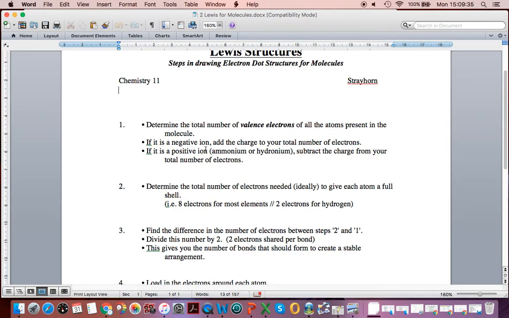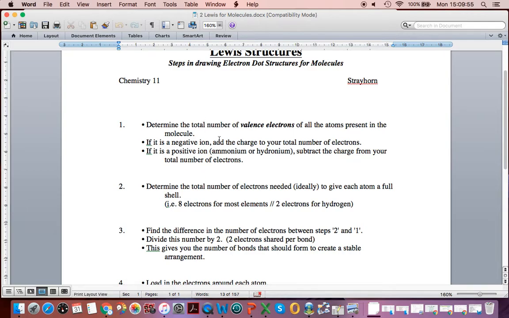If it happened to be an ion, if it was a negative ion, you get more dots to play with. If it was a positive ion like ammonium, you'd have to take away a dot, an electron. Then the second step was to figure out how many electrons each element in the compound or ion wanted in a perfect world if it could be on its own.